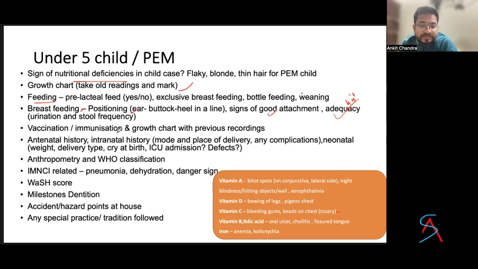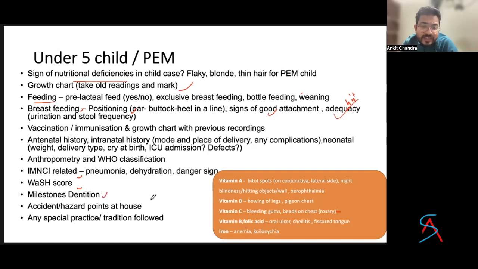Vaccination or immunization, you have to assess for any child case. Look for the antenatal history, intranatal history, and neonatal history. So these are very important. Where the baby was delivered, was there any complication, what was the birth weight, delivery type, cry at birth or not, and whether there was any ICU admission or not. Then anthropometry again, and then classification. IMNCI related, you have to read. WASH scores, you have to mention. There is also a scale for WASH scores, how to calculate it. I'll try to put it in the proforma given below. You can look at the description.